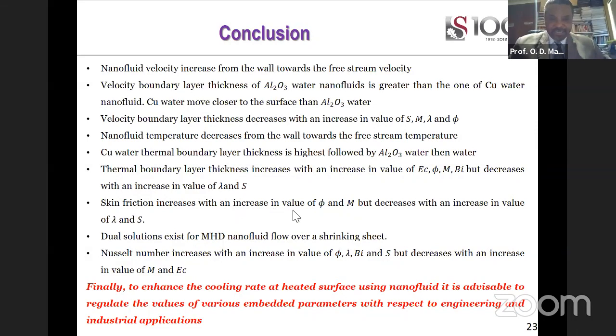Skin friction increases with increase in the volume fraction and magnetic field. If you increase the magnetic field, the fluid is pushed closer to the surface, therefore there is more skin friction, more shear stress at the surface. Although it also generates more heat, skin friction decreases with increase in lambda and S. So dual solutions exist for MHD nanofluid flow over a shrinking surface.